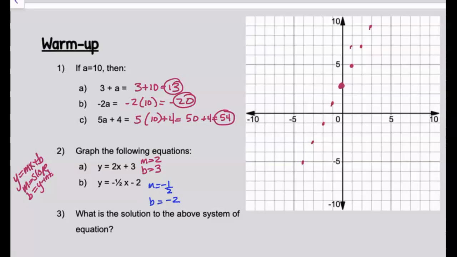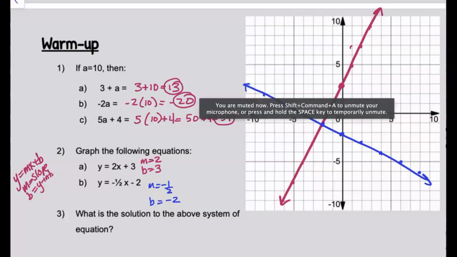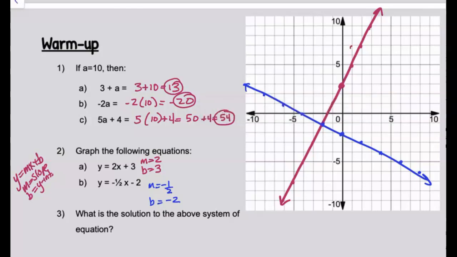And for some reason, it is not showing. All right, well, my internet stopped right at that point. So hopefully now it's caught up, and we can see our solution is right here at negative 2, negative 1. You can zero in on where we are crossing.